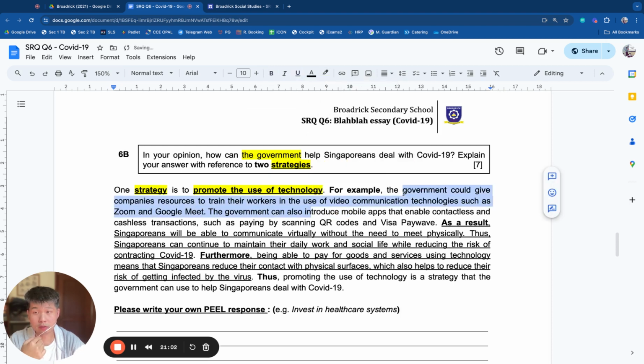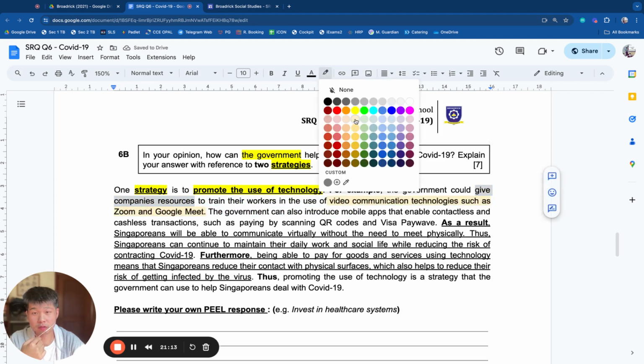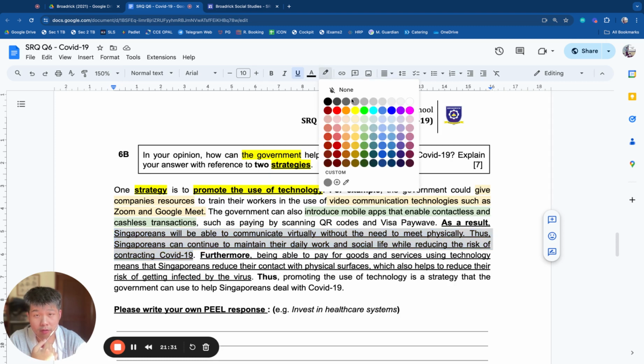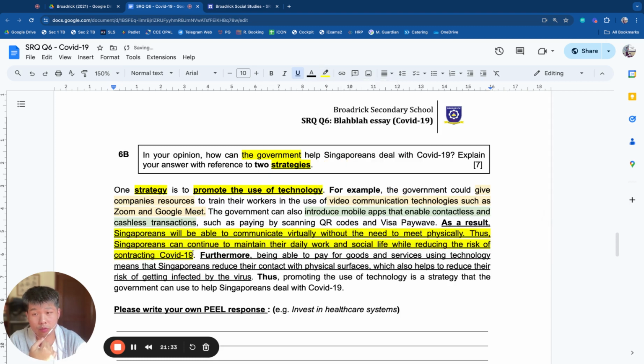The government could give companies resources to train their workers using video communication such as Zoom and Google Meet. That's some digital technology, right? The government's action is to give resources, can introduce mobile apps that ensure contactless and cashless transactions. Why is that helpful? Well, so on one hand, Singaporeans can communicate virtually and they can maintain their daily work and social life while reducing the risk of contracting the virus. So that helps Singaporeans deal with COVID-19.